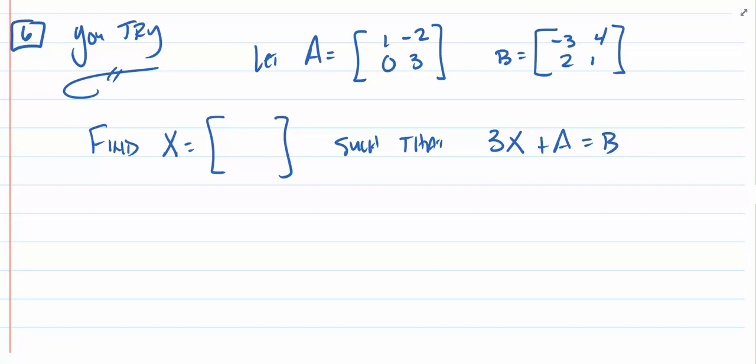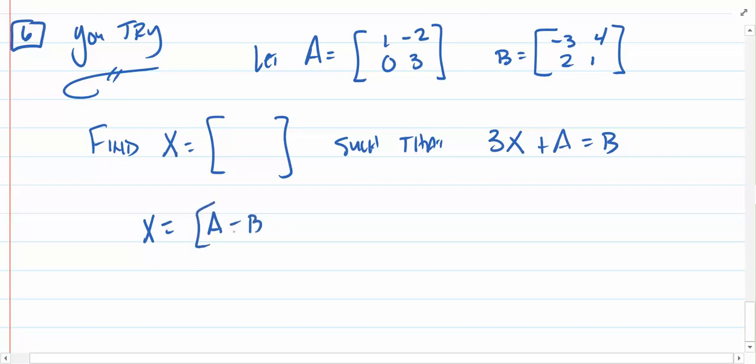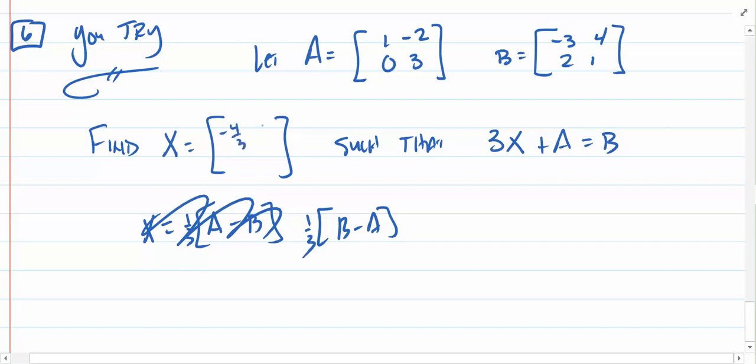All right, so to isolate this, your matrix X has to be matrix A minus matrix B, and then multiply by the scalar of a third. Did you guys do it that way? I got negative A plus B. Yes, B minus A multiplied by a third, right? So when you're all said and done, you should have got negative 4/3, 2, 2/3, and a negative 2/3. Everybody get it? Yes. Awesome.